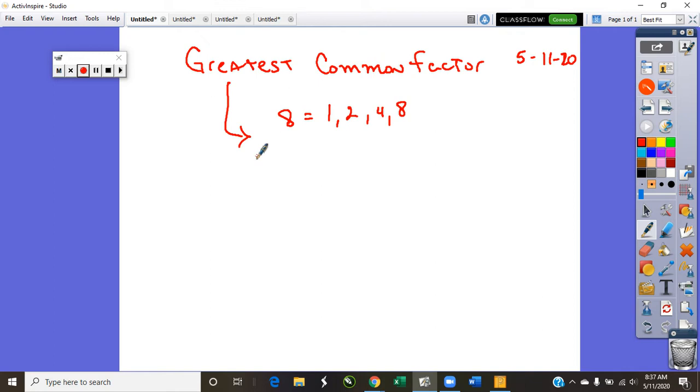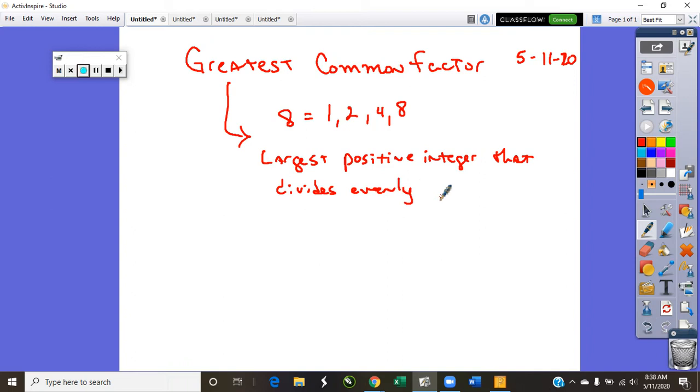And the definition of a greatest common factor is the largest positive integer that divides evenly into all the numbers in the set.